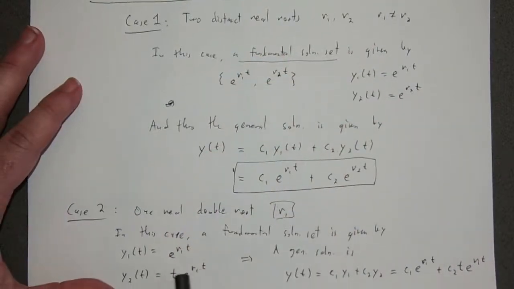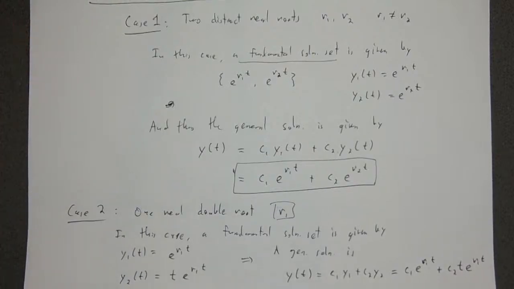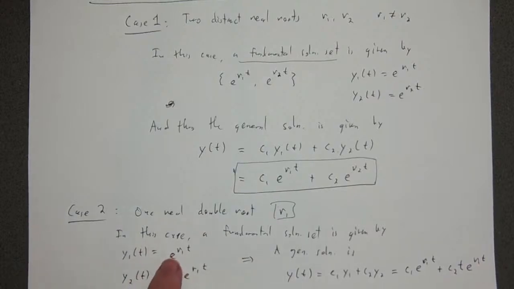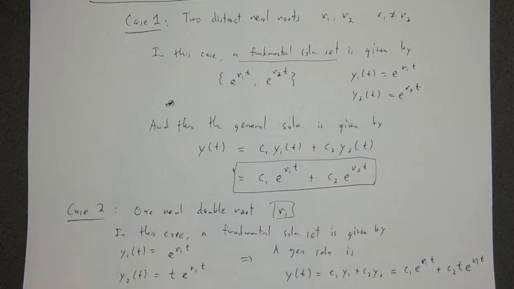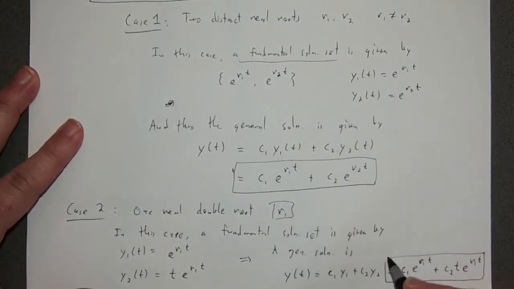Here, I can't just copy e to the r1 of t because these two things are the same. The Wronskian will definitely be 0. But throwing in this t factor does it. And it turns out that throwing in this t factor will also give a solution. So if this thing solves an equation with one real double root, then so will this thing. So both of these will be solutions, and they form a fundamental solution set, so their Wronskian will be non-zero. Okay, so a general solution is this.